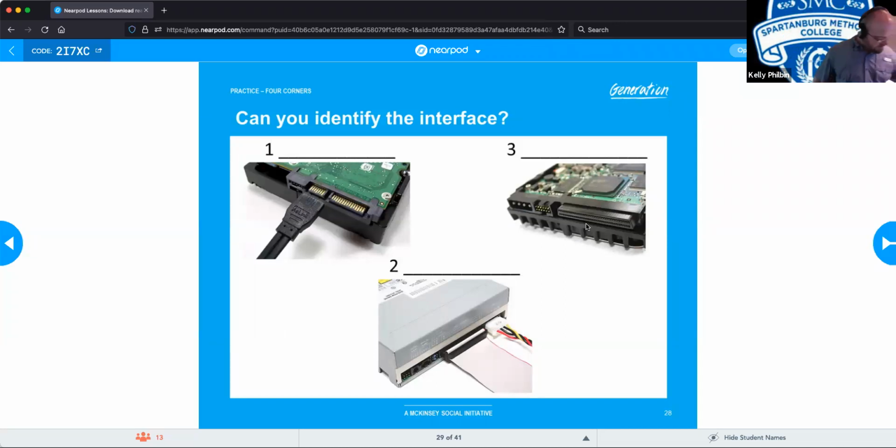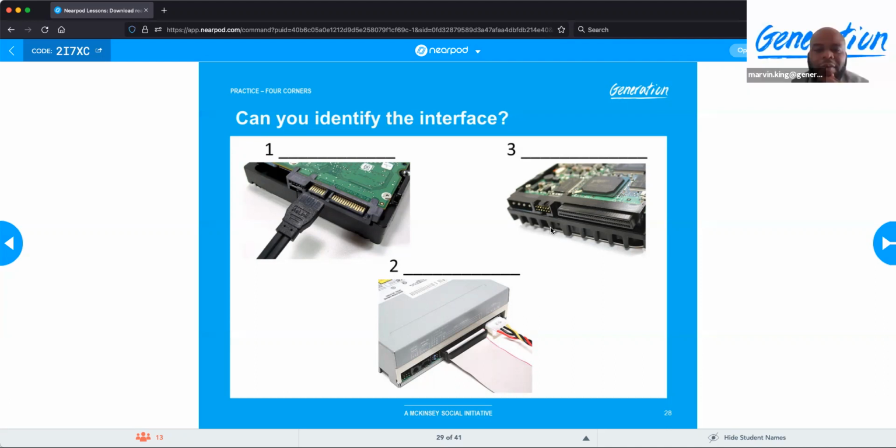Next, we have Jordan. Can you please tell us what number 3 is? Data connection. That is a SCSI connector. Very good. And you can see your 4-pin Molex and then your mini Molex as well. Did you have a question, Jimmy? Yeah, I thought this number 2 was an IDE, or is actually called a PATA. PATA and IDE can be interchangeable. Okay. They're both ribbon cables. Good catch.